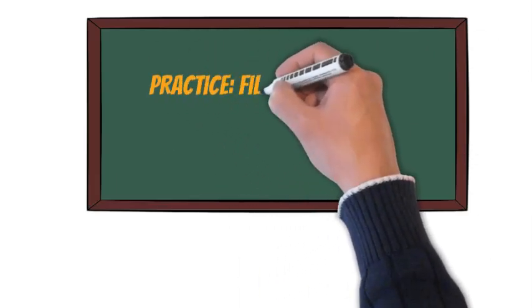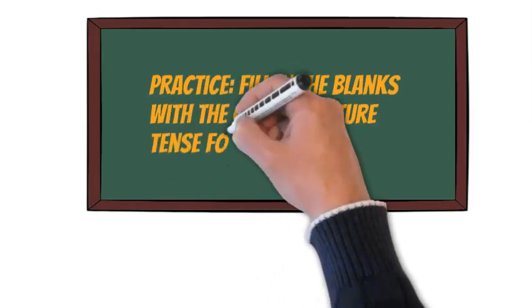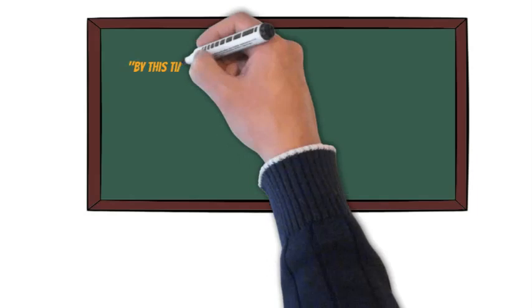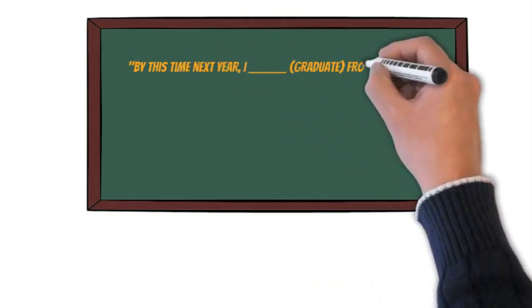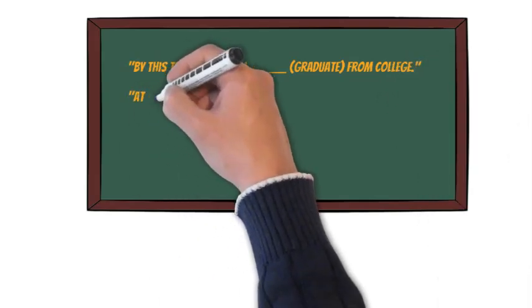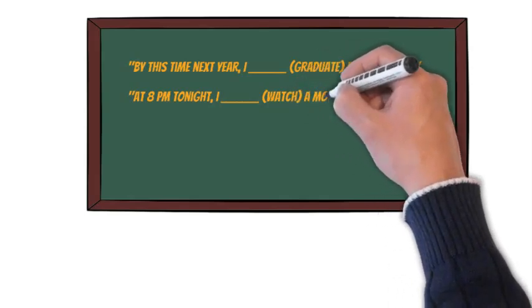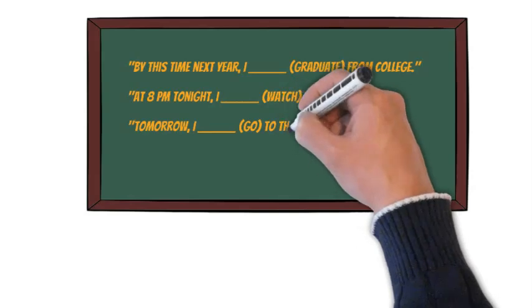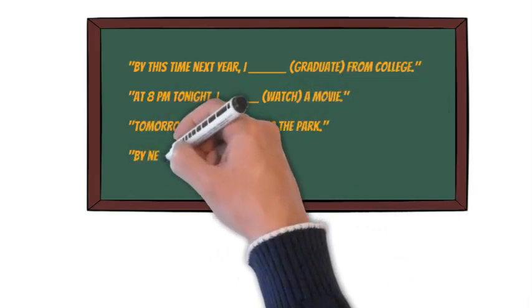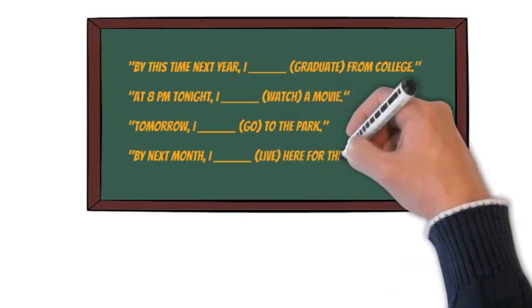Now, let's practice. Fill in the blanks with the correct future tense form. Try these sentences. 1. By this time next year, I blank graduate from college. 2. At 8 p.m. tonight, I blank watch a movie. 3. Tomorrow, I blank go to the park. 4. By next month, I blank live here for 3.